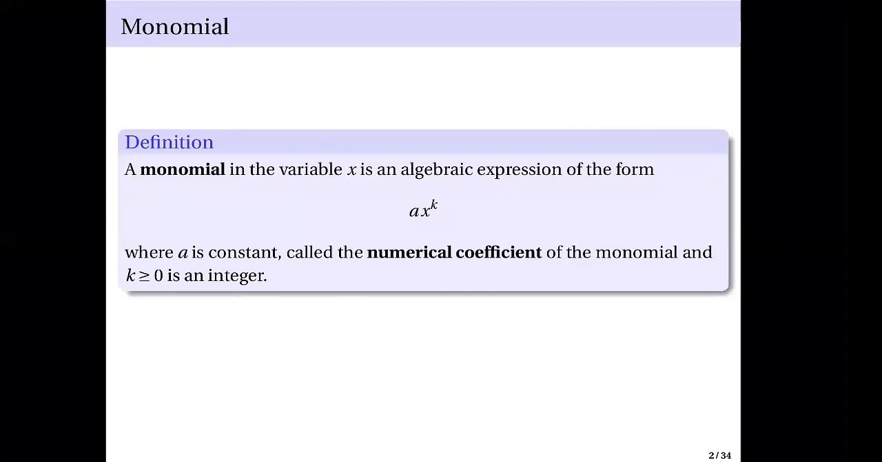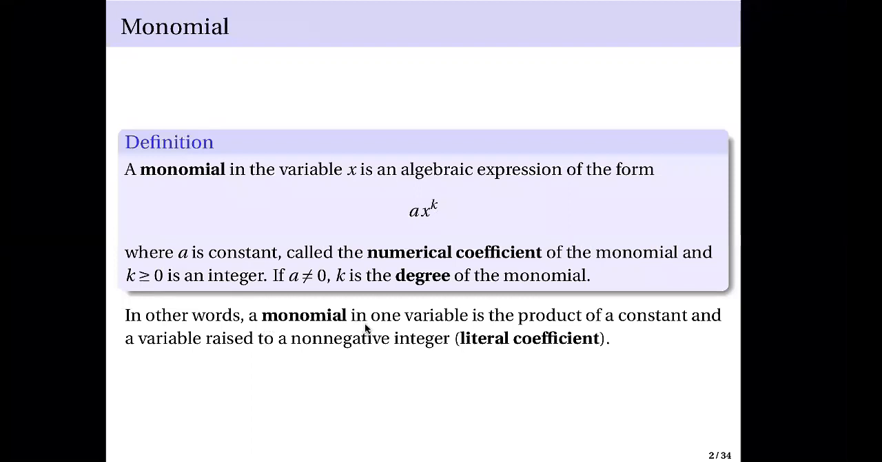So non-negative integer. If a is not equal to 0, meaning the numerical coefficient here is not equal to 0, we will call k the degree of the monomial. In other words, a monomial in one variable is the product of a constant and a variable raised to a non-negative integer.